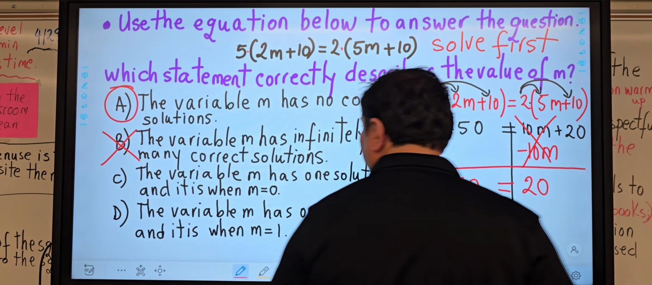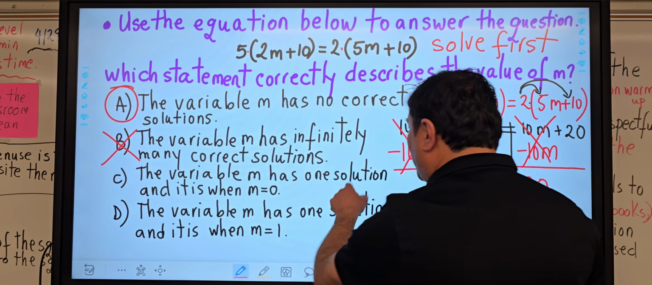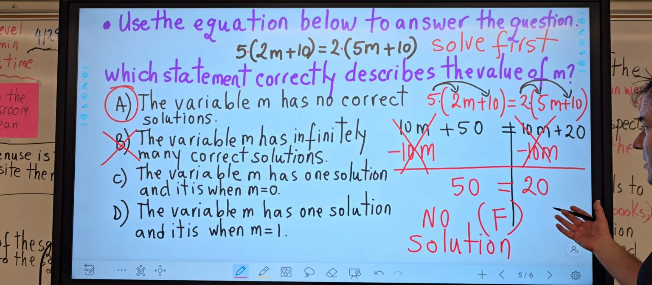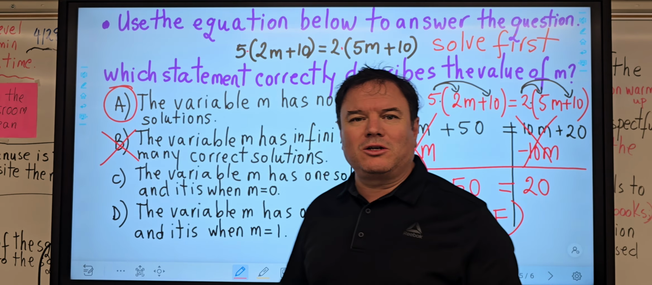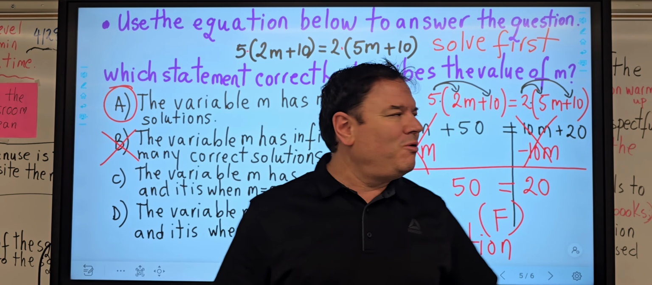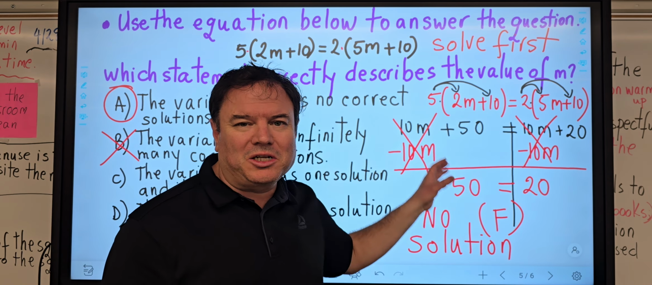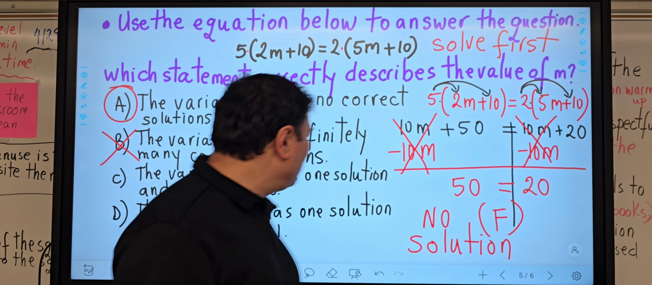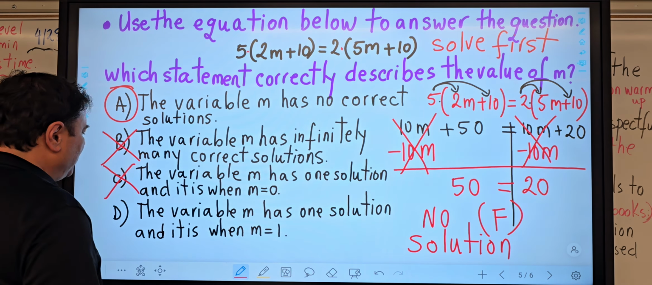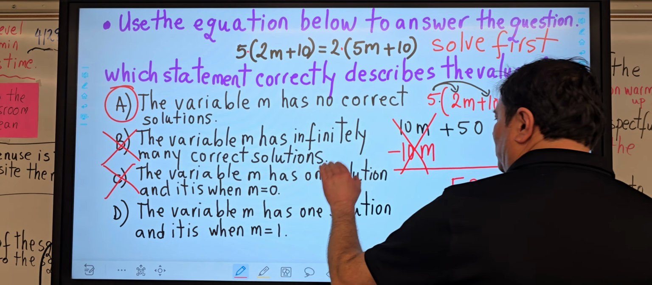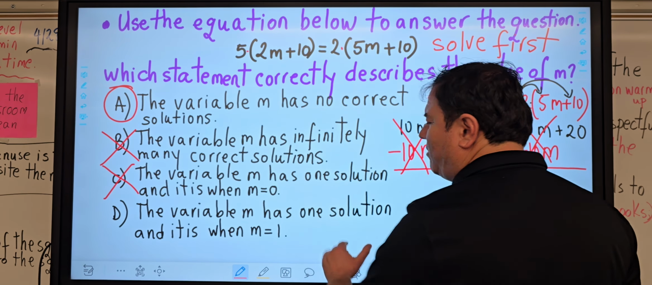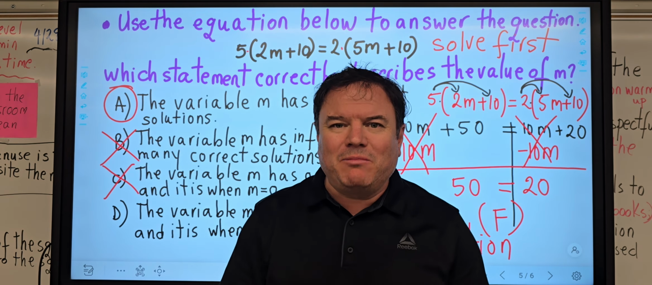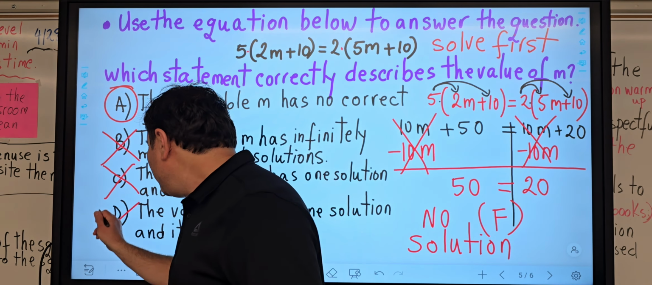And then let's continue with C. The variable m has one solution, and it is when m equals 0. Obviously, there's no one solution because we didn't get m equals 0. Actually, the variables got canceled. M got canceled. We just got 50 equals 20. So C cannot be the answer also. And finally, D, the variable m has one solution, and it is when m equals 1. We also didn't get m equals 1 because we got rid of the m. M canceled out. So D is not the answer.